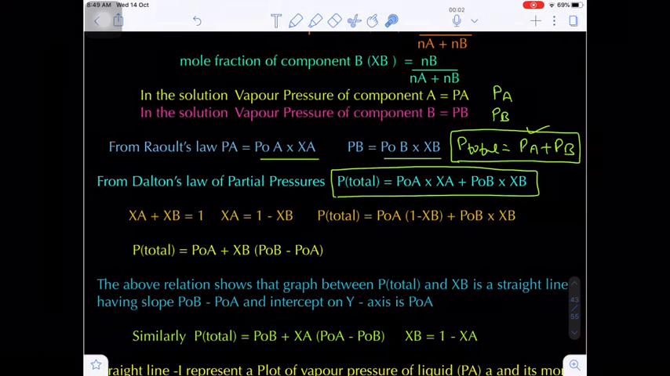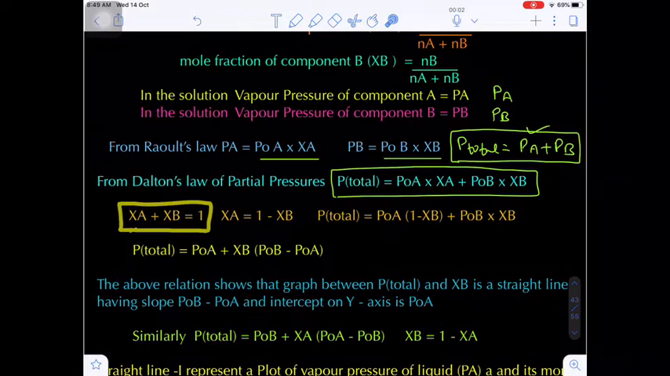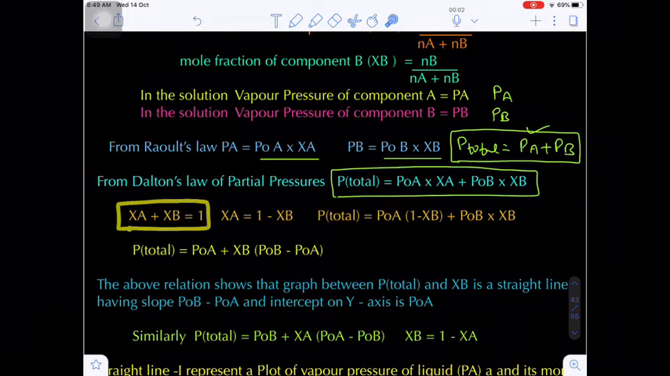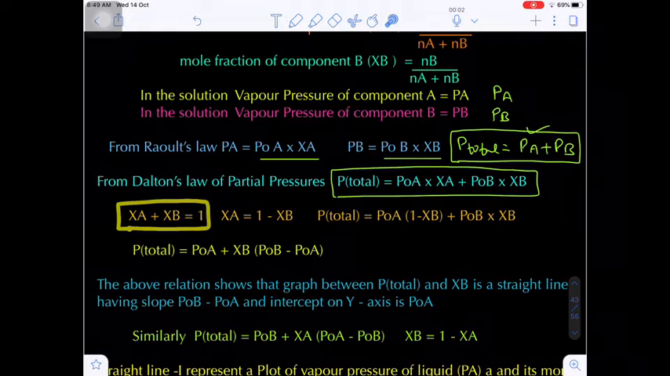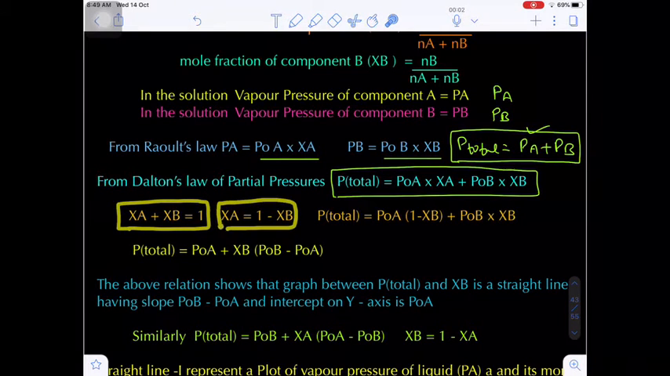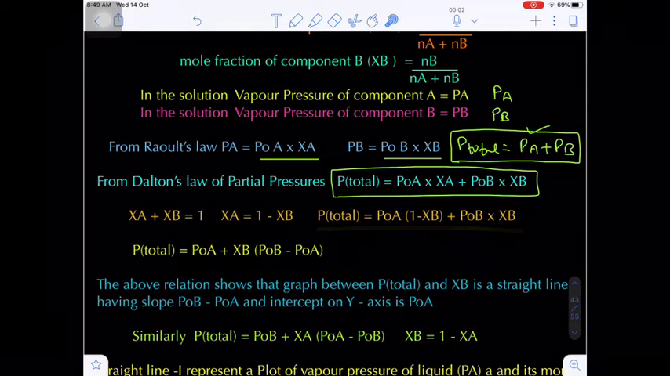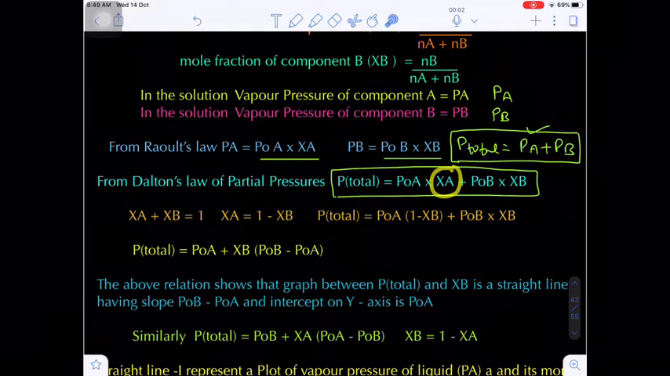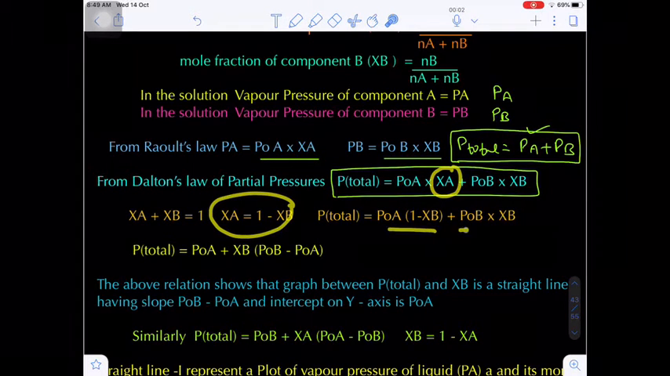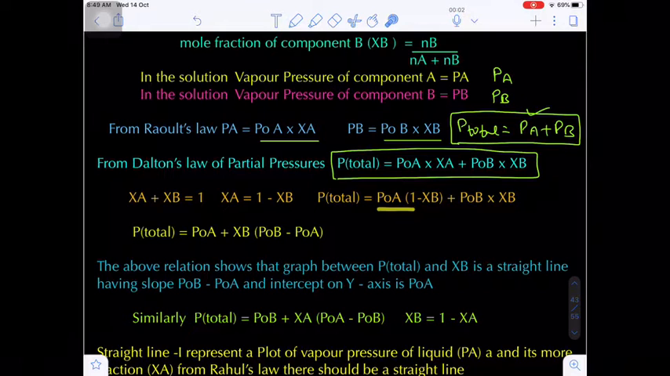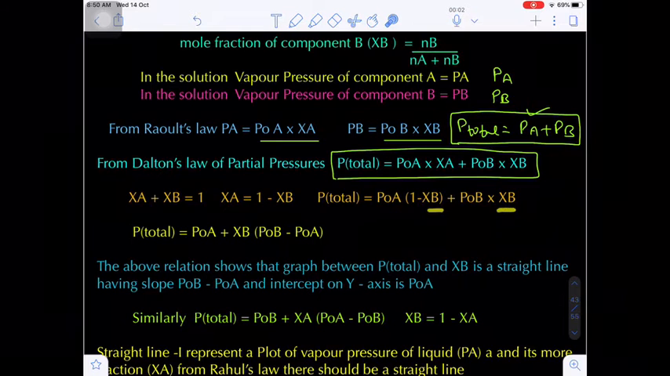One more important thing we already know is that the sum of the mole fractions of all components in a given solution will be equal to unity. We are assuming only two components, so the sum of the mole fractions Xa and Xb will be equal to 1. From here, Xa is equal to 1 minus Xb, or Xb is equal to 1 minus Xa. Now P total will be equal to P naught A into Xa; instead of Xa I am writing 1 minus Xb here, plus P naught B into Xb. From here, P naught A minus P naught A Xb plus P naught B into Xb. Here I am taking the common Xb.